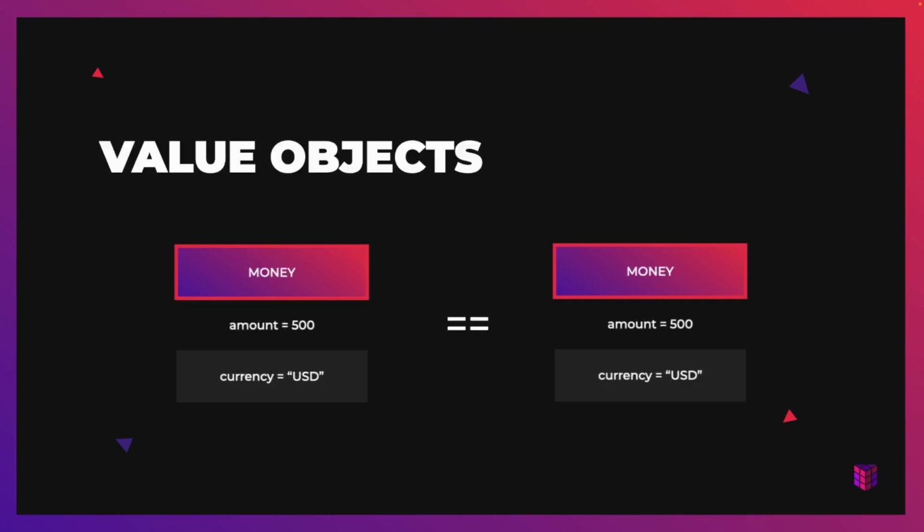Value objects, on the other hand, are immutable and don't have a unique identifier. They are equal to each other if they have the same attributes. In our system, we used value objects to represent the severity of an alarm.